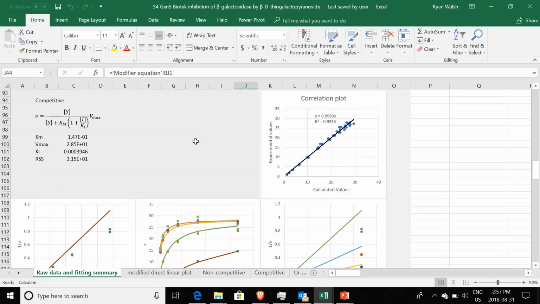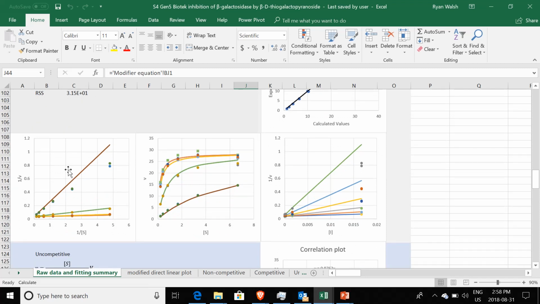Moving on, you can then look at what sort of fit you get with competitive, and you can see right away that the correlation is much better. You have a slope of the correlation plot of 0.998, and you have an R squared of 0.9915, and you can see that the fit is very good for modeling the non-inhibited data. So this top line here is the non-inhibited data, and this is the first inhibitor concentration.